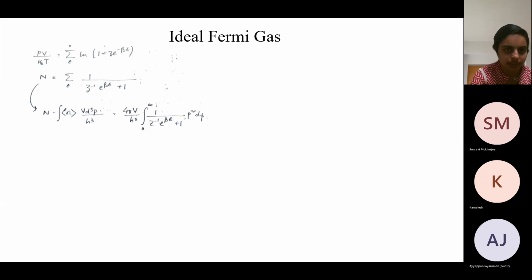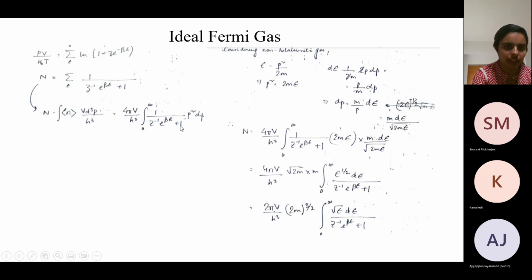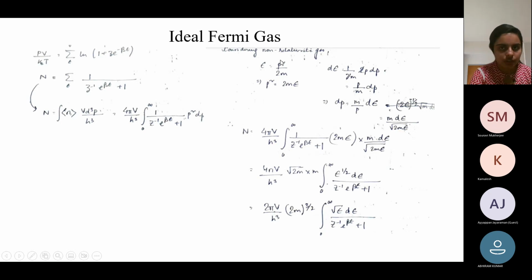I think it's clear, because we were considering the general case, and now we have just substituted the value of A, considering it's a Fermi gas. Now if it's a non-relativistic gas, we have energy given as P square by 2m. The integration is on momentum, and we want to go to the energy space, so we do a substitution of variables. If we put those values here, we have an integral which has epsilon, that is energy. So this term is 2 pi V by h cube, 2m to the power 3 by 2, and then this integral.